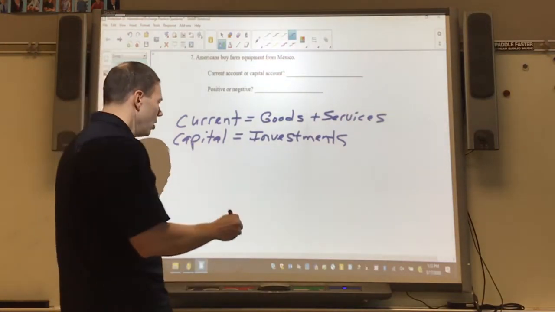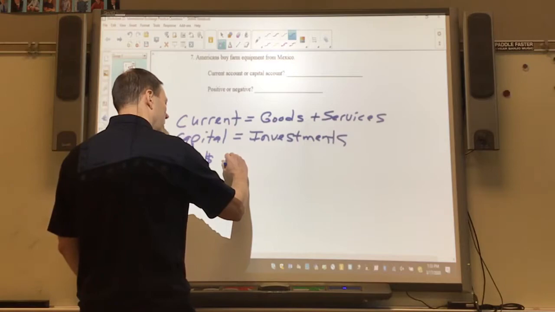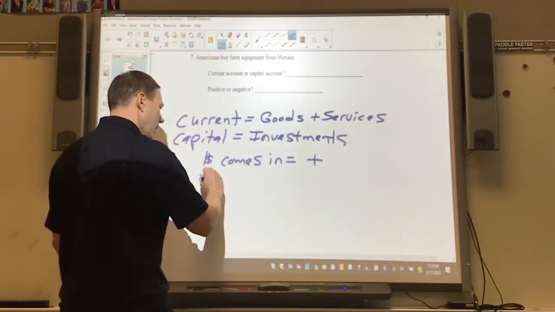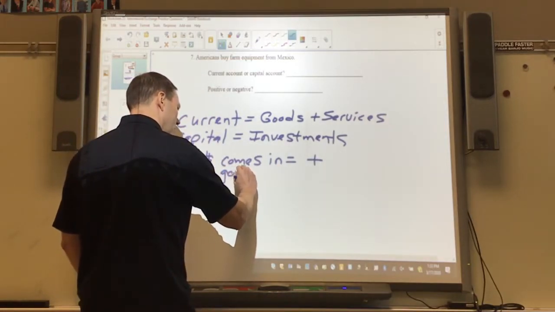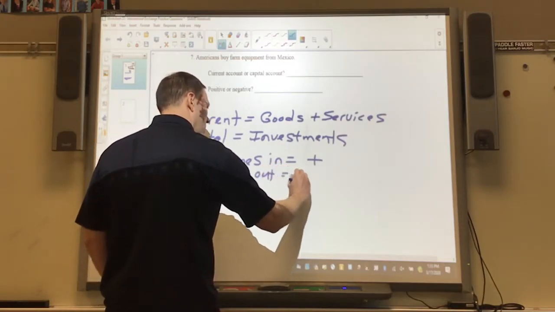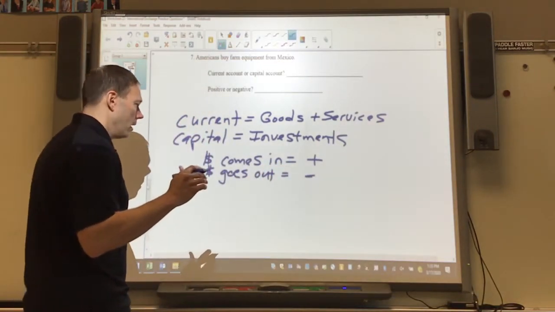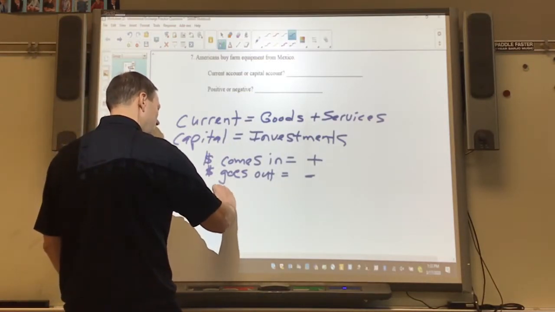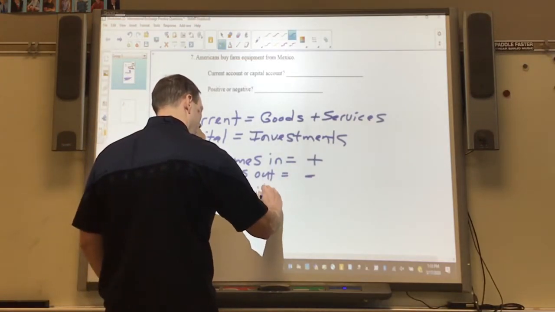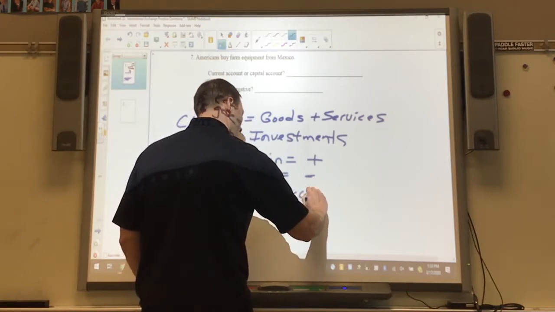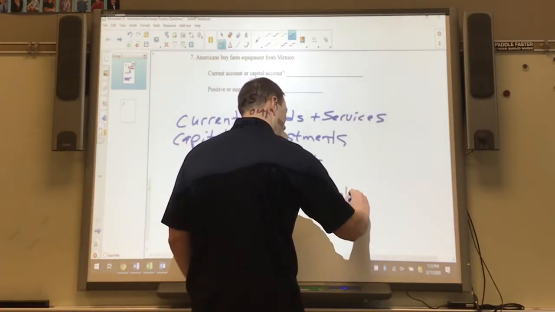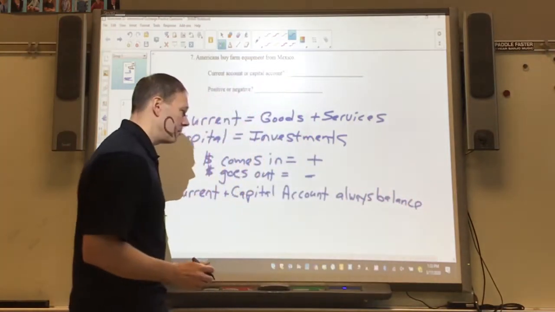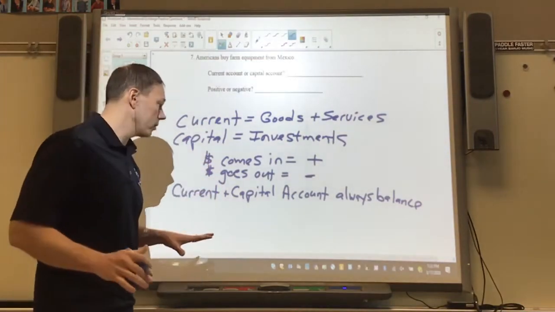Remember our rule, if money comes into the country, it gets credited as a positive, and if money goes out, it gets credited as a negative. And then lastly, the two accounts always balance. The current and capital account always balance or equal to 0. All right, so that being said, this is a nice summary of everything you need to know about current and capital account.